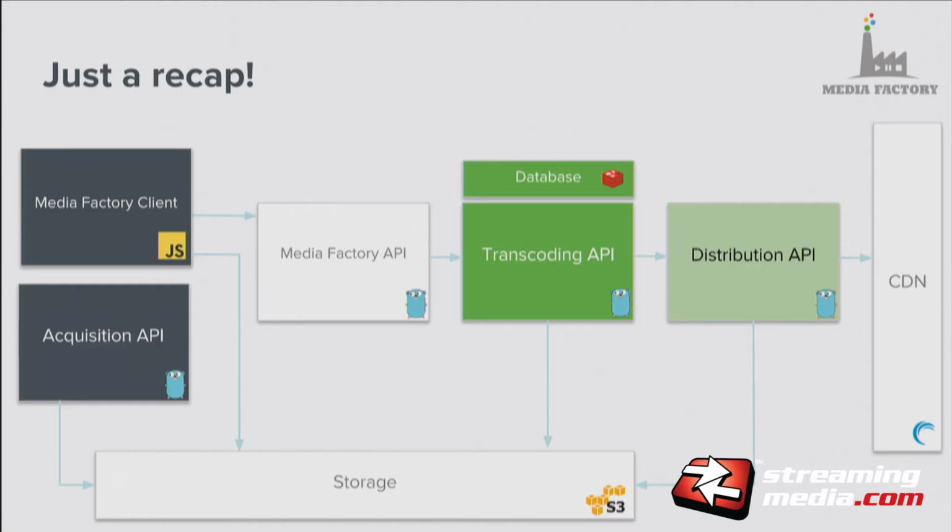Yeah. So just a recap, we have two different ways to upload the files to the pipeline. We have the Media Factory client, which is a JavaScript client that you can use in the browser. You can also integrate with the acquisition API. Then there's the Media Factory API, which is just the New York Times business rules. Then we have the Transcoding API, which is open source and you can use today. And then there's the distribution API that moves the file to the CDN.